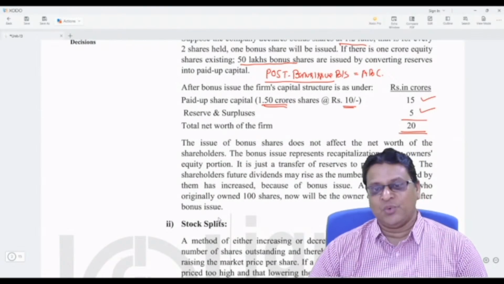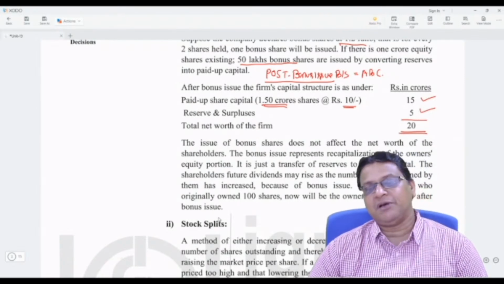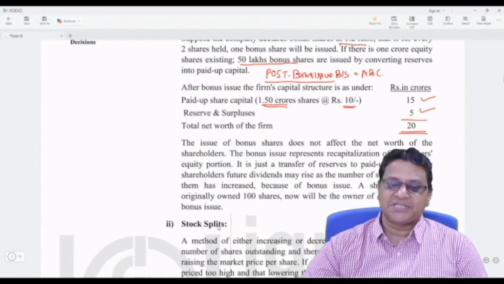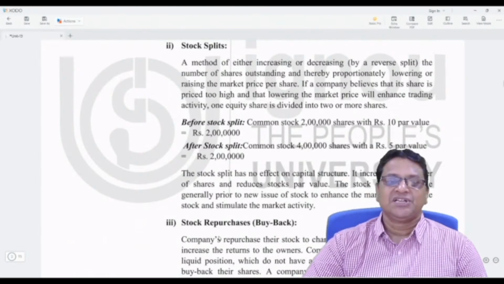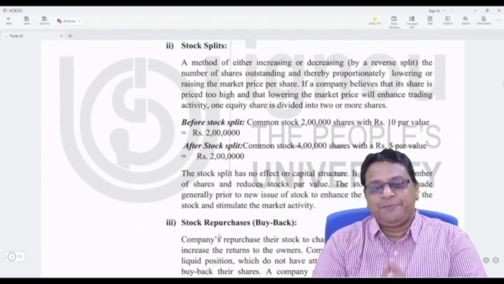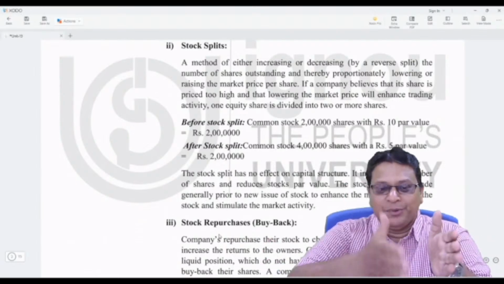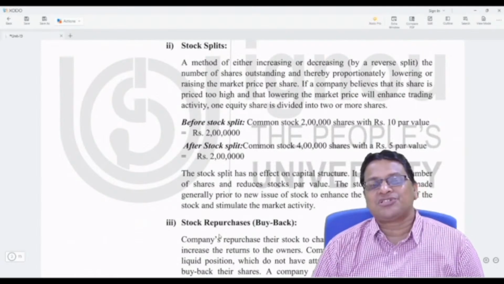This is known as bonus issue. It's a form of making payment of dividend. Next, we will discuss stock split. What is stock split? The term split means dividing. If there is a big thing, we will divide it into small things. That is known as stock split.